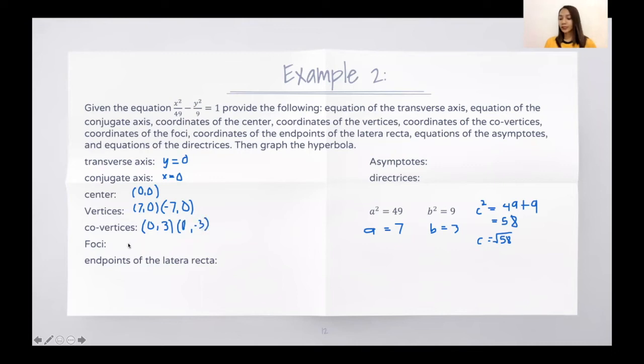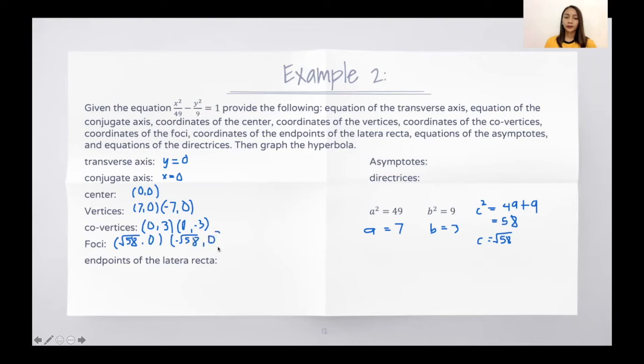To find the coordinates of the foci, we have positive, negative, c, 0. So our c is square root of 58. So we have positive square root of 58, 0, and negative square root of 58, 0.